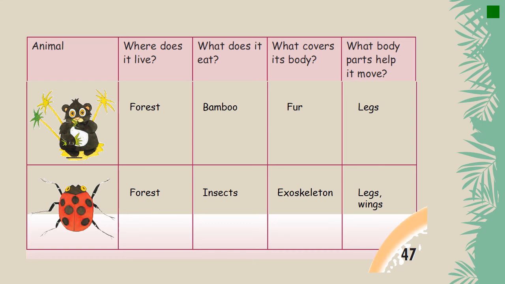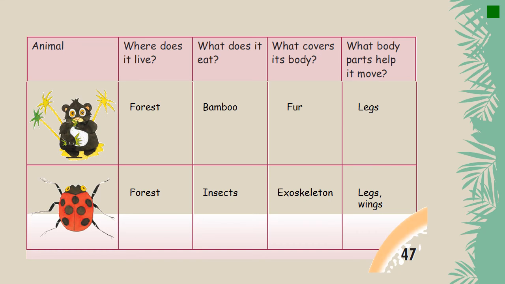Here we have a panda. A panda lives in the forest. It eats bamboo. Its body is covered with fur. And its legs help it to move. So what body parts help it move? Its legs.